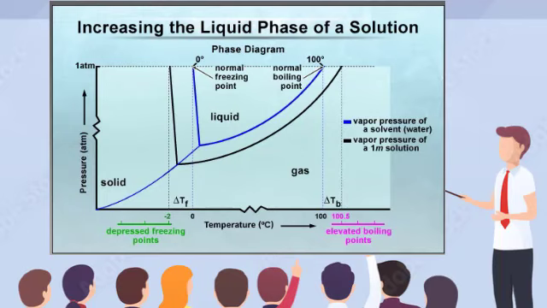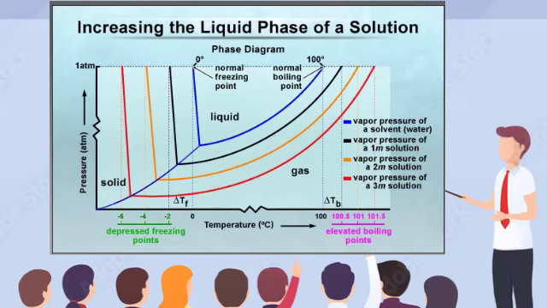Since Kf and Kb values are constant for each solvent, the change in the temperature at which a solution boils and freezes is directly proportional to the molality of the solute. For example, doubling the amount of solute doubles the amount of change in freezing point depression and boiling point elevation, and a tripling of the amount of solute triples the amount of temperature change.